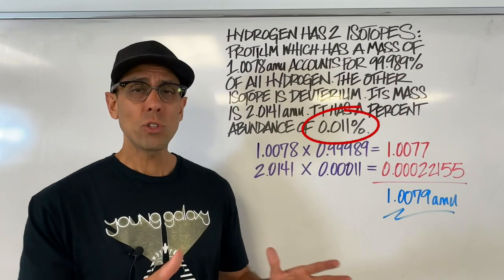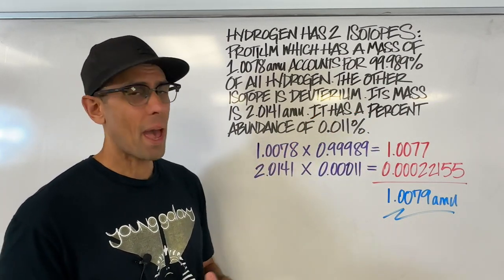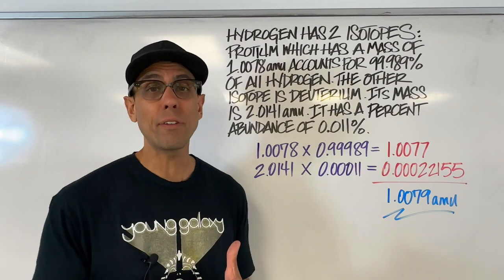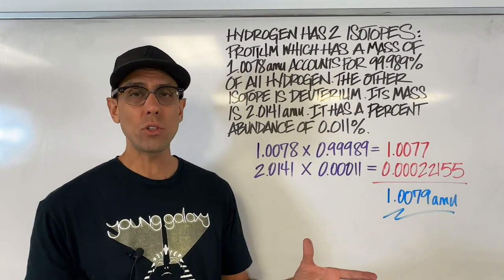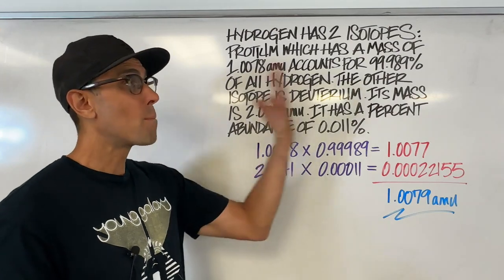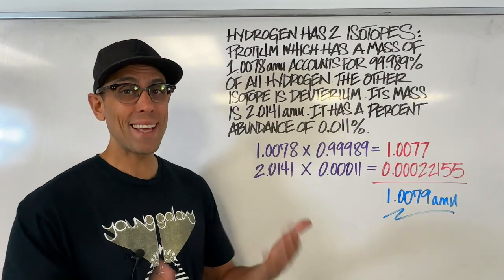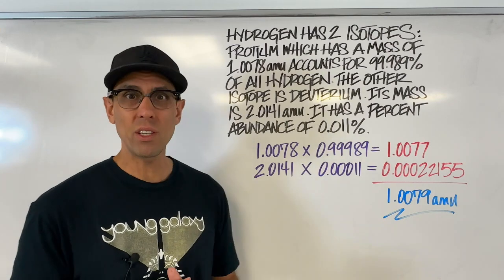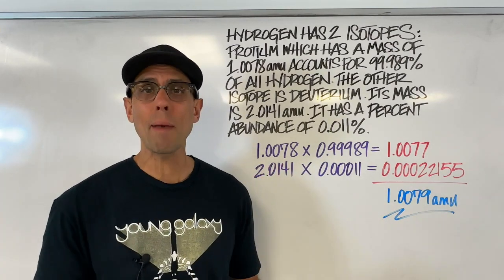0.011%. So to clarify, when we see percent abundance, that's the same as talking about how often the atom occurs. So in other words, imagine you have 100 of these hydrogen atoms. More than 99 of them would be one particular isotope, and you have a less than 1% chance of finding one of these deuteriums.